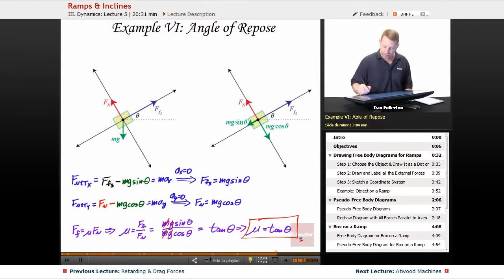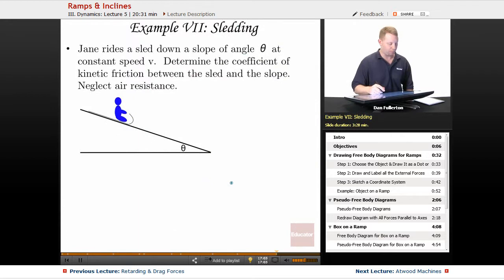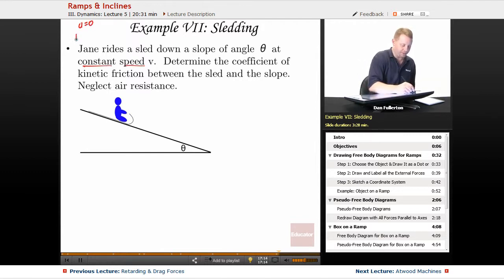All right, let's take a look at one more sample problem. Jane rides a sled down a slope of angle theta at constant speed v. Constant speed. Right away, a equals 0, net force equals 0. Determine the coefficient of kinetic friction between the sled and the slope. Neglect air resistance. Okay, let's draw our free body diagram.